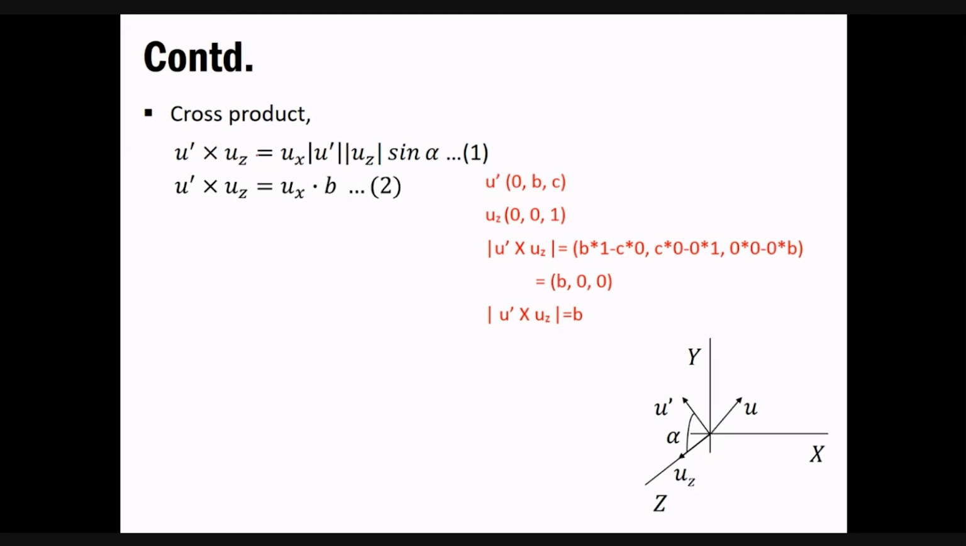Now, a few things are written in the red font, you can just read this. What it says is, you have the u dash value, that is 0 b c, and you have the uz value, that is 0 0 1. Again, what we are doing is taking the cross product of the two, and the expansion of the same would give us this, that is nothing but a2b3 minus a3b2 comma a3b1 minus a1b3 comma a1b2 minus a2b1.